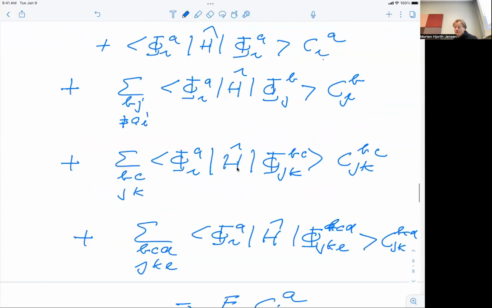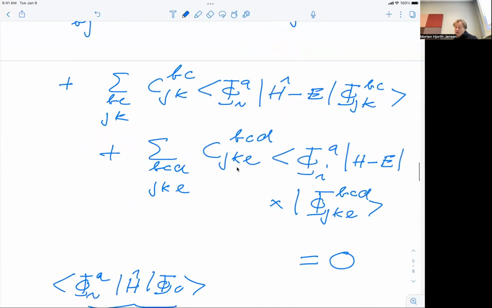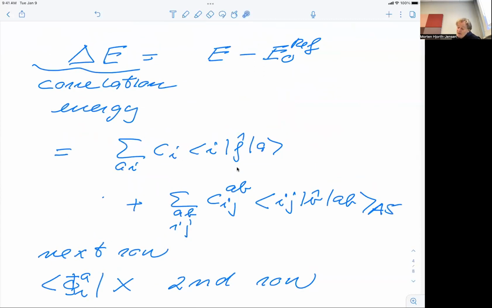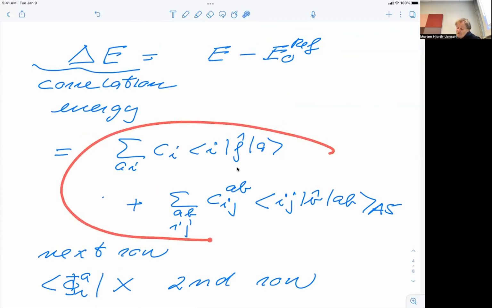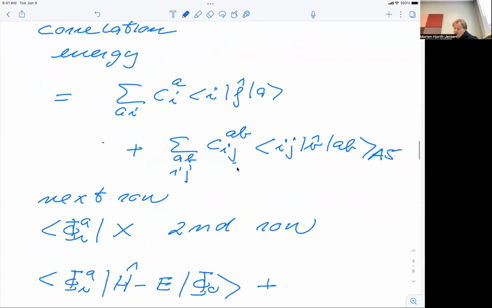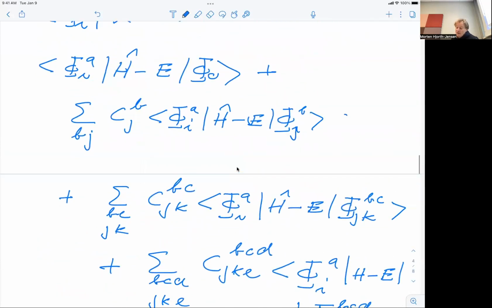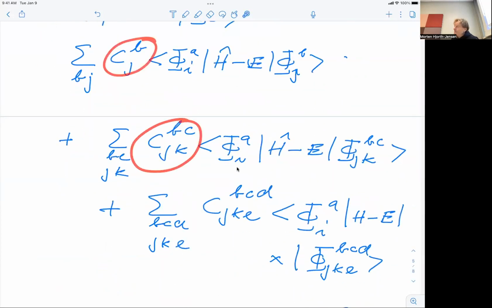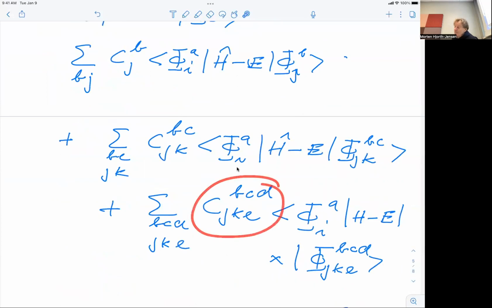So the equation for the first row, which is the one we put up here, which is the simplest one, depends only on Ci a. So this should actually have an a here, and Cijab. These are the only two unknown ones. If we now look at the next row, what we have is this unknown coefficient here. We obviously have this unknown coefficient and this unknown coefficient.